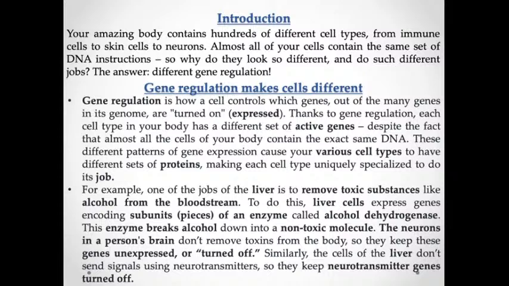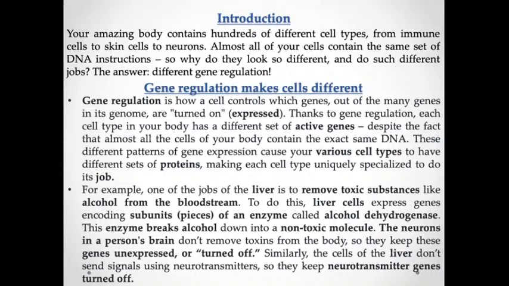So gene regulation is how a cell controls which genes, out of many genes in a genome, are turned on. Thanks to gene regulation, each cell type in our body has a different set of active genes. And these different patterns of gene expression cause various cell types to have different sets of proteins, making each cell type uniquely specialized to its job.